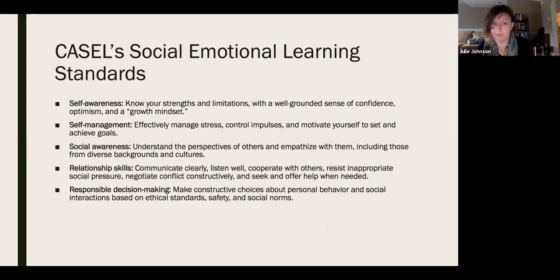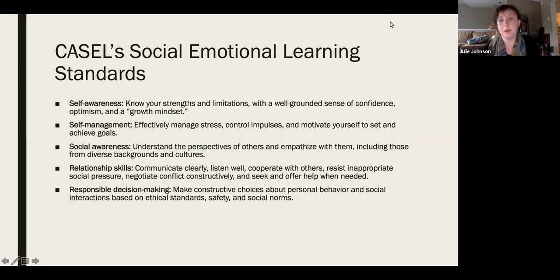Just understanding that there are different ways that people are in the world and learning to build acceptance, tolerance, and hopefully then affirmation. Relationship skills: being able to communicate clearly, listen well, cooperate with others, resist inappropriate social pressure, negotiate conflict constructively, and seek and offer help when needed. Those also need to be taught and modeled. Another thing we're looking at is responsible decision-making: making constructive choices, being able to self-advocate for needs based on ethical standards, safety, and social norms.